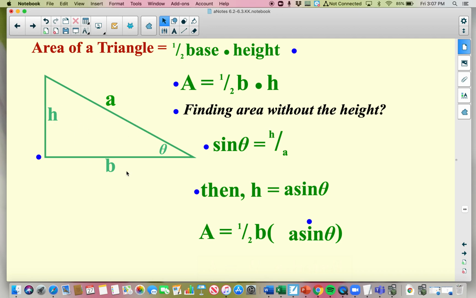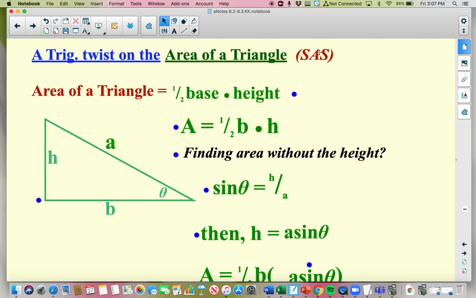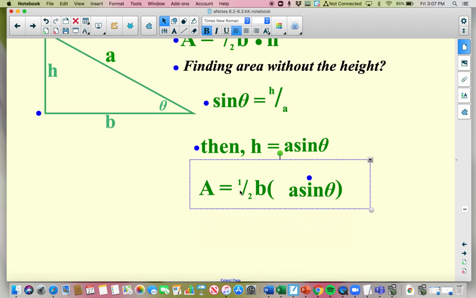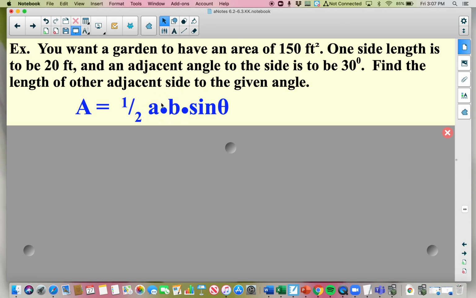So in other words, if I go back up to this triangle, it's 1/2 times the two sides that are interlocked with the angle, times the sine of theta. So basically, if you have side angle side, you can use this area formula right here. I would jot this down. So area equals 1/2 BA or AB times sine of theta. Okay, one quick example using this formula. Here it is again. So area equals 1/2 side A times side B times sine of the angle in between.